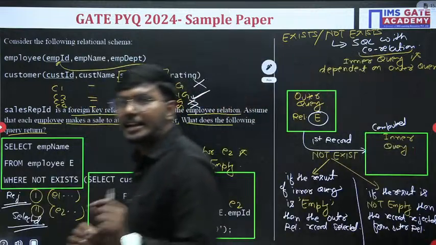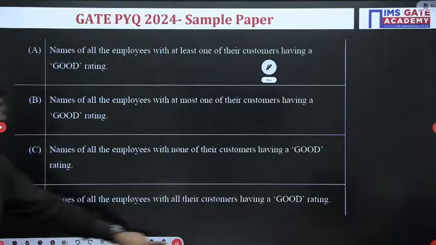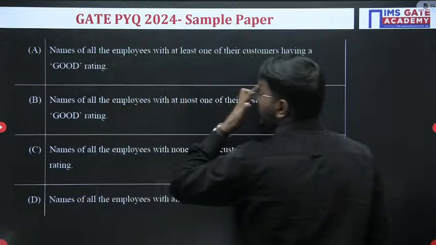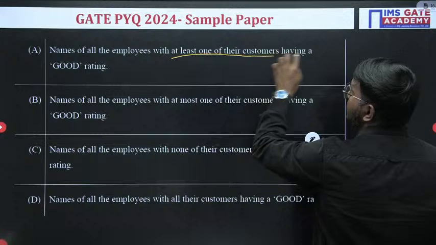Very good. Clear? Any doubt? Understood? Now read the options one by one, all options here. See, the first says: name of all the employees with at least one of their customers having a good rating.